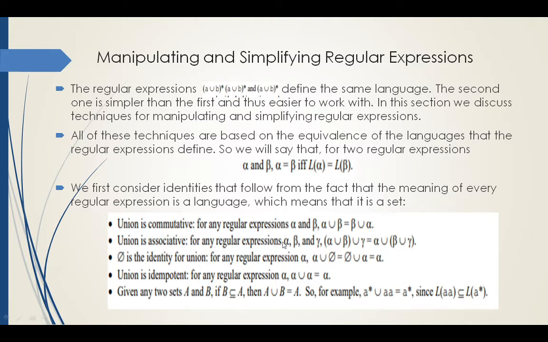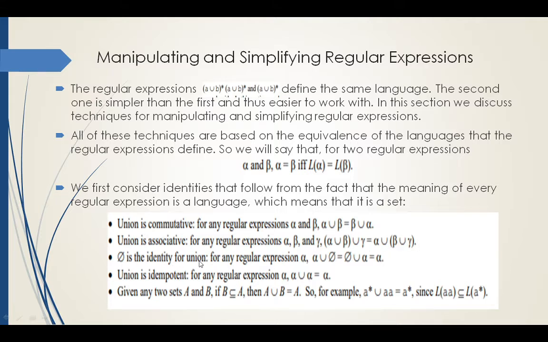For any regular expressions alpha, beta and gamma, (alpha union beta) union gamma is equivalent to alpha union (beta union gamma). So it is the associative rule. Union is associative here. When you use three regular expressions, you can combine alpha union beta and then gamma, which is equivalent to combining beta union gamma and then alpha.